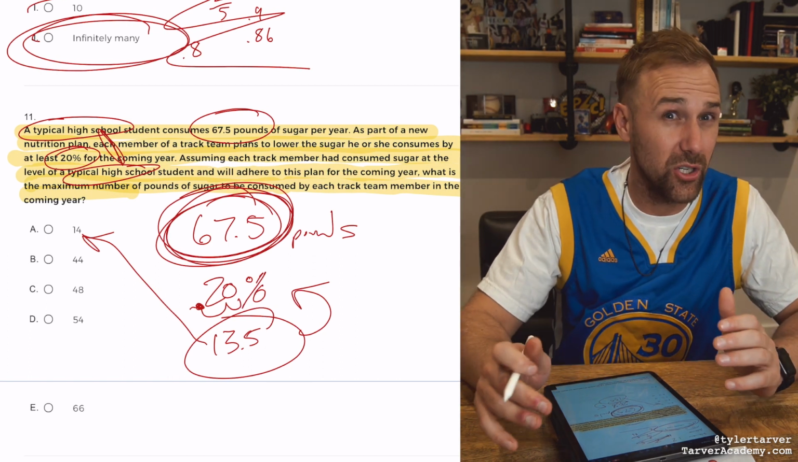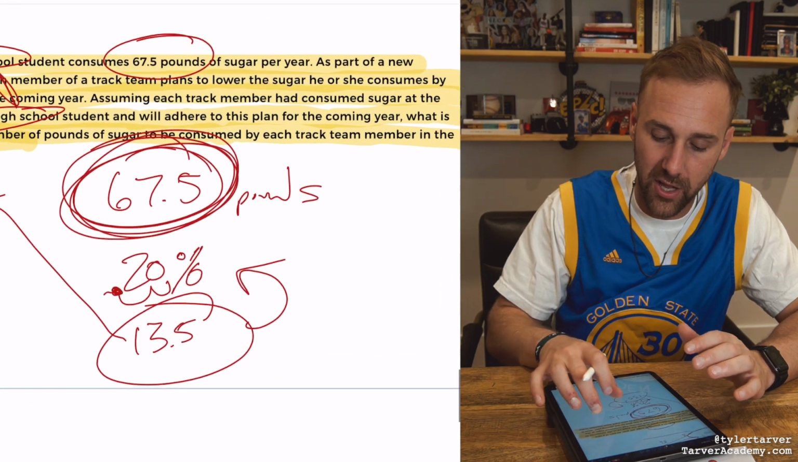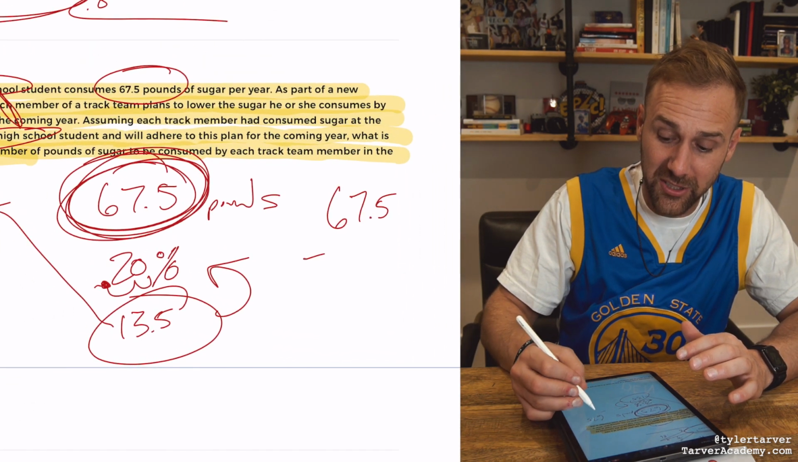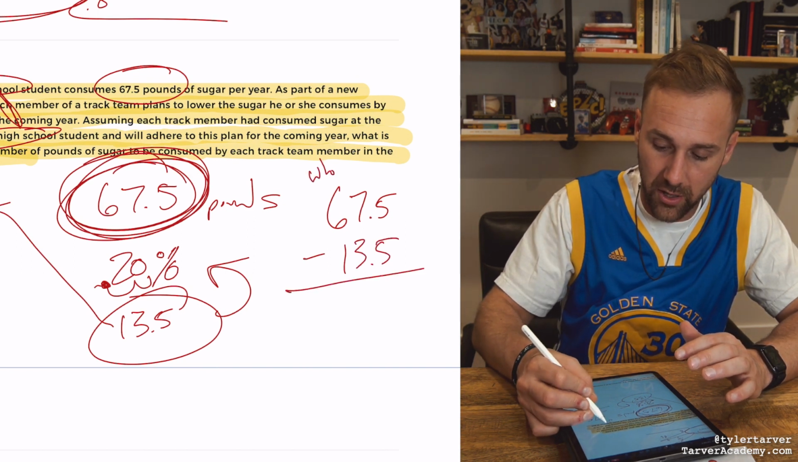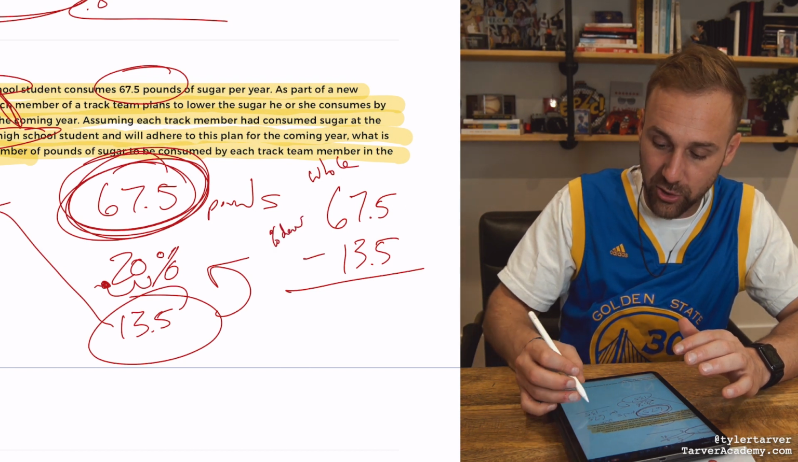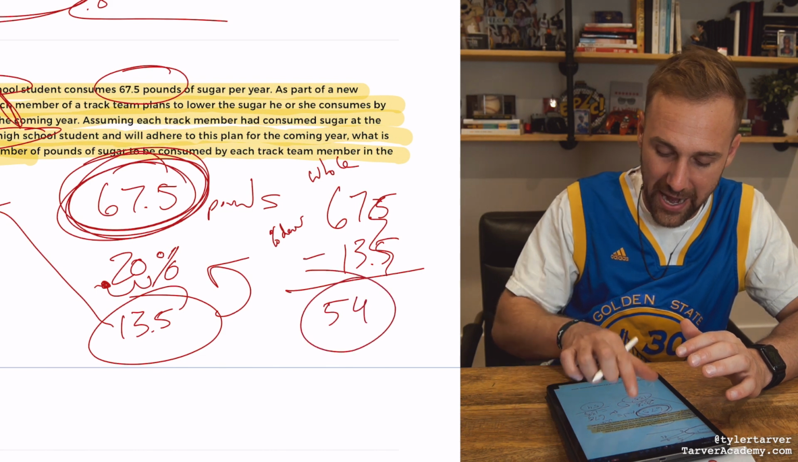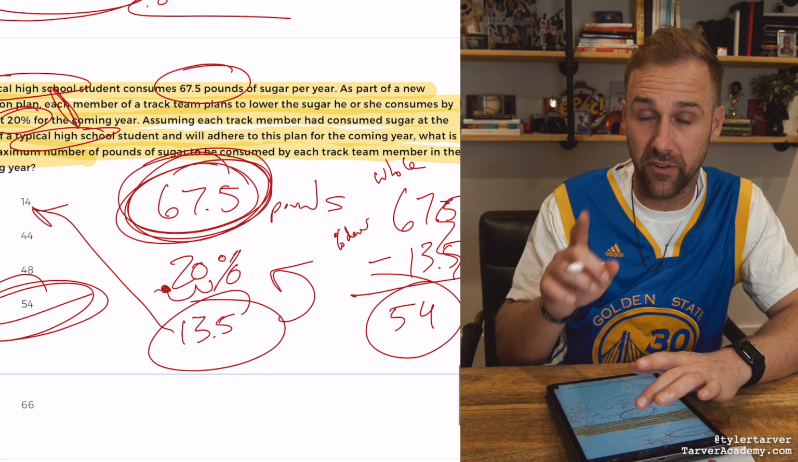Okay, now. Could you have just started off and done this? Yes, you could have. We're going to finish this, then I'll show you that way as well. I'm going to take my 67.5 pounds, and I'm going to subtract my 20%. This is my whole. This is the percent decrease. I'm going to subtract those. That would be 54 pounds of sugar. That's gross.